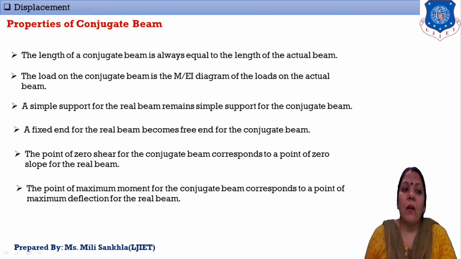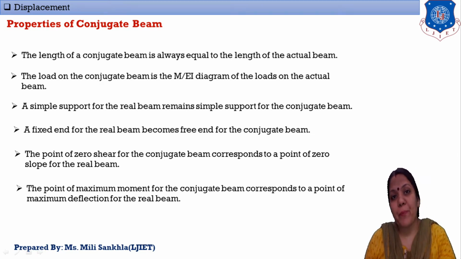Now, the second property is that the load on the conjugate beam is the M upon EI diagram of the actual beam. When we load the given beam with the M upon EI diagram, this beam is the conjugate beam, and this load is applied on the actual beam. The conjugate beam is an imaginary beam, and its length is the same as our actual beam.